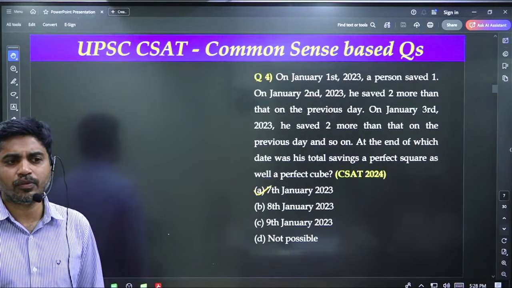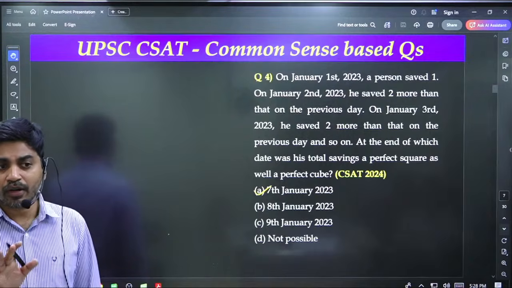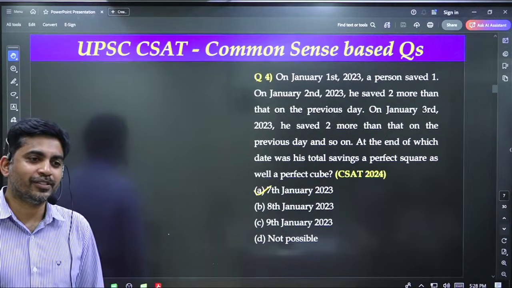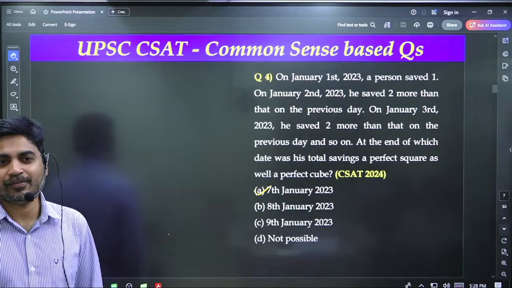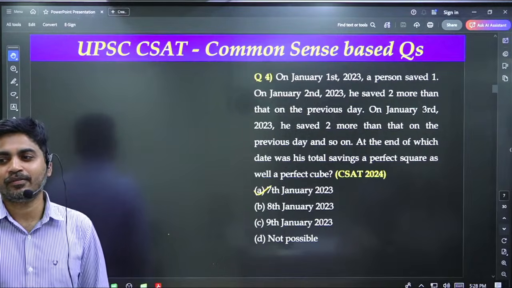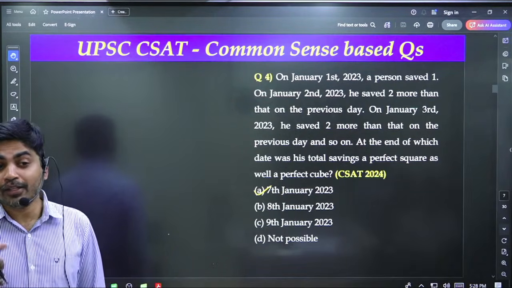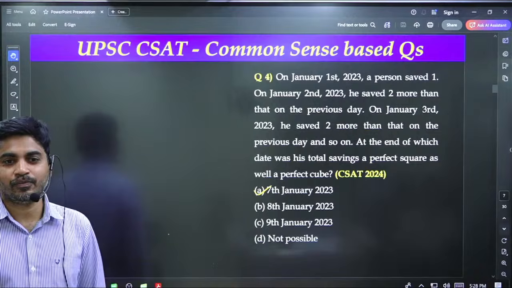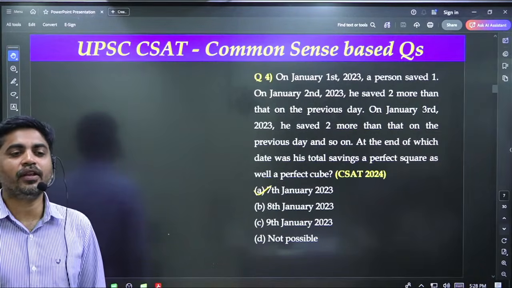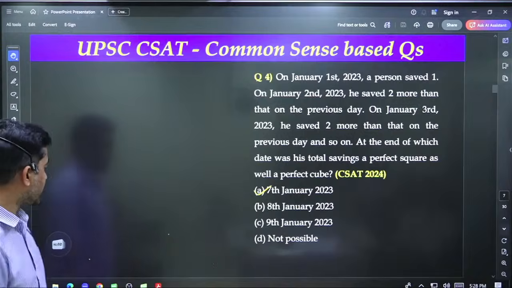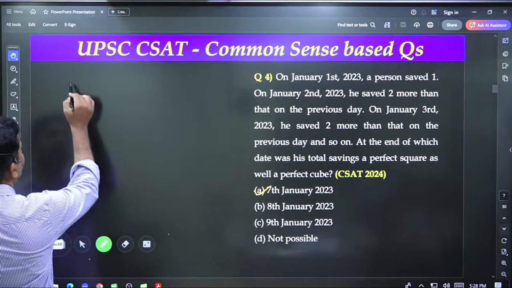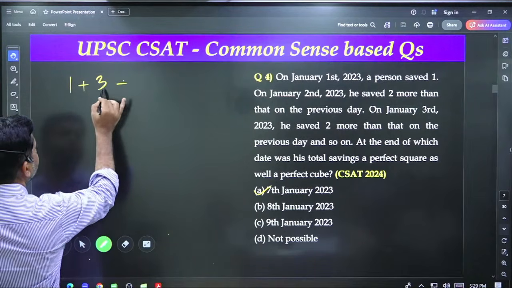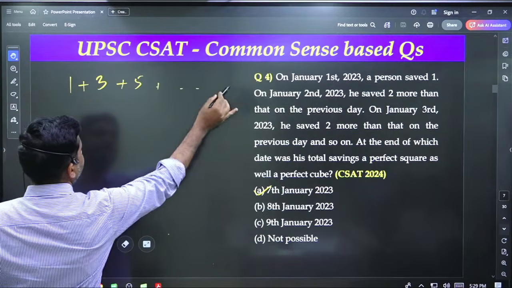81 is not a cube, only a square. 3 cube how much? 27. How you solve this question is important. First of all, can you guess this series? What is the series? First day 1 rupee, then 2 rupees more than this, 3, then 2 rupees more than this, like this. This is the series.